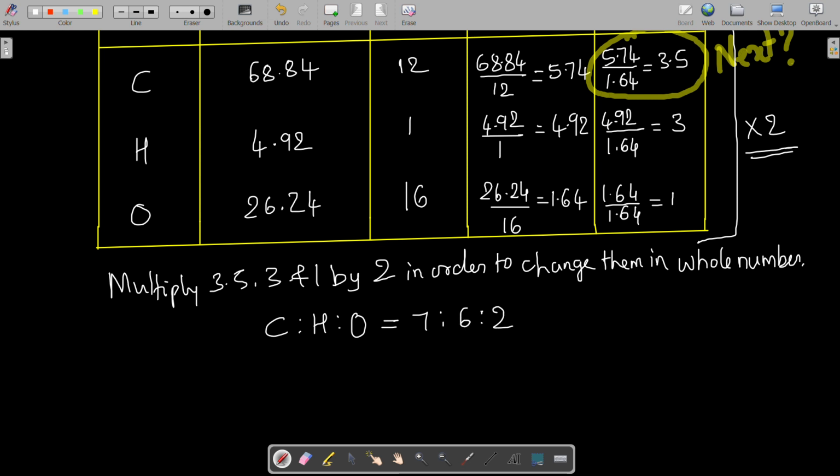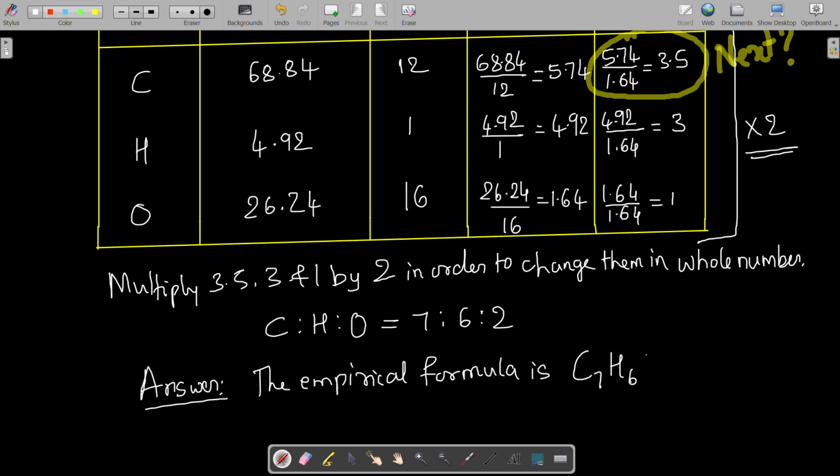So therefore, what is the empirical formula? The answer we will write here. The empirical formula is C7H6O2. Okay, that's it. Thank you so much.